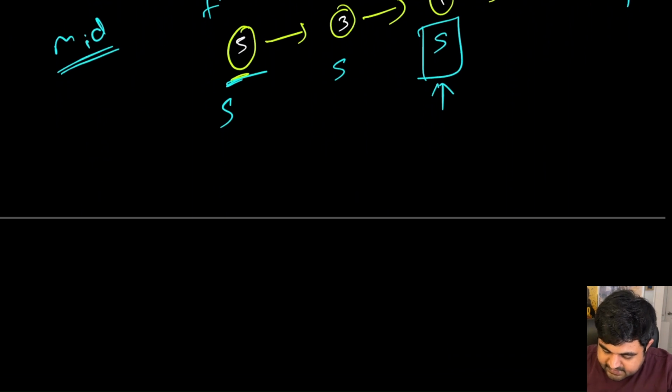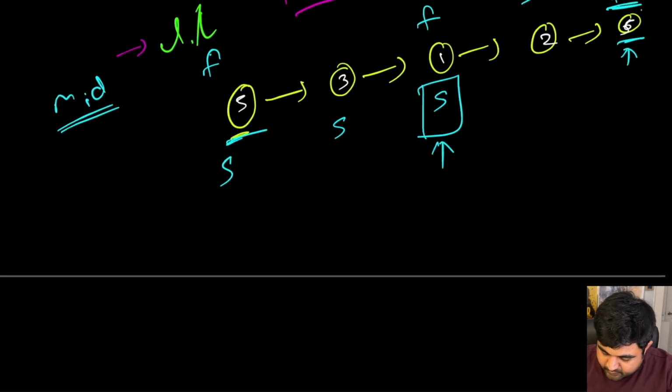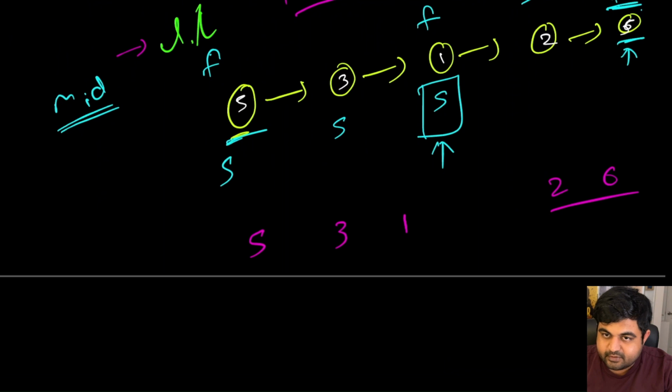Now let's try to apply the same logic. For this one, we are going to have two halves. The first half is going to be 5, 3, 1, and the second half is going to be 2 and 6. Now 2 and 6 is already sorted, so we don't have to do much.